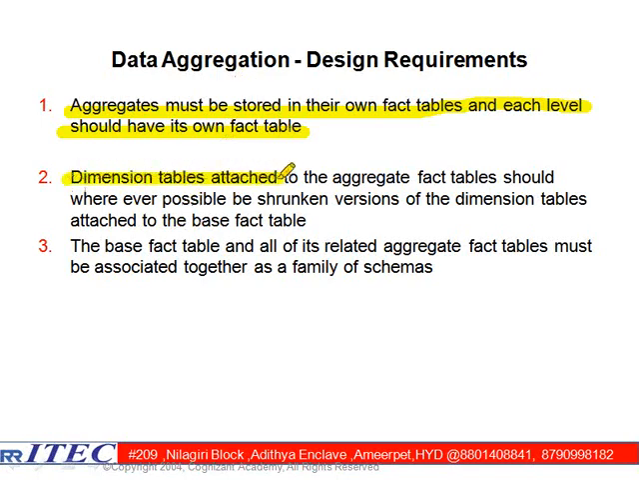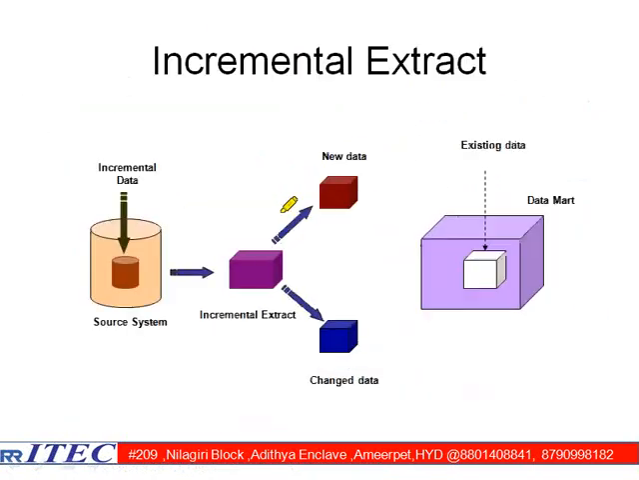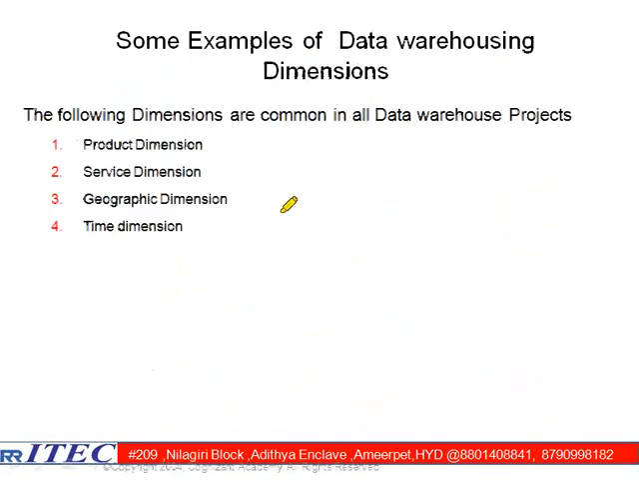Now, dimension tables attached to the aggregate fact table should, wherever possible, be shrunken versions of the dimension tables attached to the base fact tables. So what is the meaning of this one? To understand more about these dimension tables and fact tables, have a look at this once.